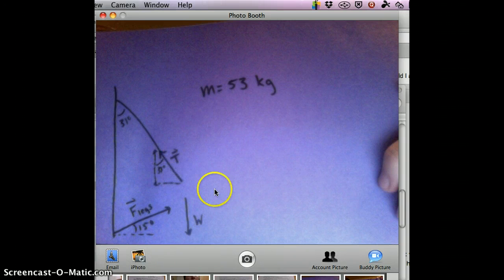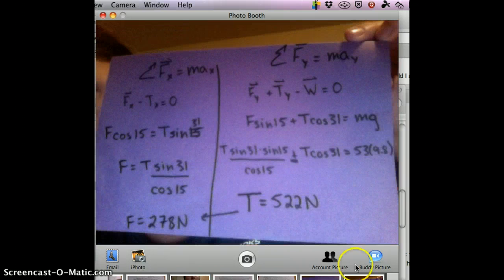So now that we have our vector picture drawn, we'll see my work up here. So we start with the sum of the forces in the x equals max. Well, Fx is pointing to the right, minus Tx is to the left, equals 0 because there's no acceleration. So instead of Fx, I'm going to plug in F cosine 15, add Tx to the other side, and I'll write T sine 31. I'll leave this alone for right now because I have an equation with two unknowns.